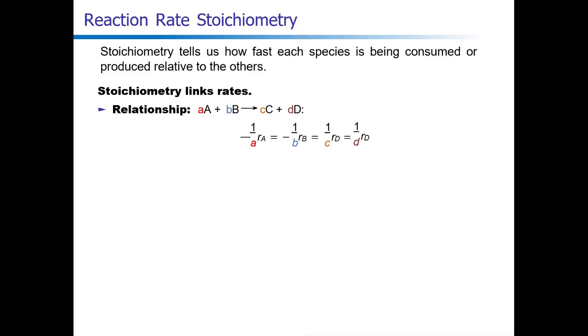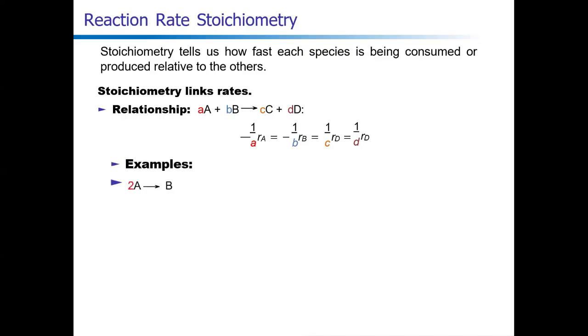The rate of disappearance of A divided by a is equal to the rate of disappearance of B divided by b, which is also equal to the rate of formation of C divided by c and the rate of formation of D divided by d. This ensures that all the rates are normalized to reflect the stoichiometry of this reaction, so we compare how quickly each species is used up or formed relative to the others. The negative signs are for the reactants because they are consumed. The products are forming, so their rates are positive.